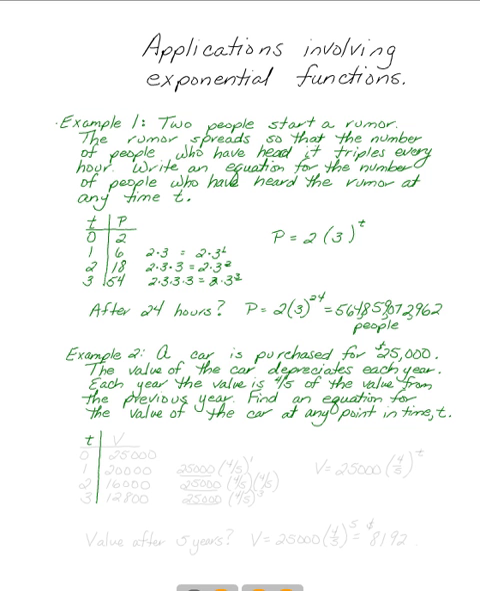If we notice, again, let's look at time and say v for value of our car. Now, what we know is at time 0, the value of our car is $25,000. After 1 year, our car is only worth 4/5 of that amount. So what we're going to do is take $25,000 times 4/5 and get a value of $20,000.